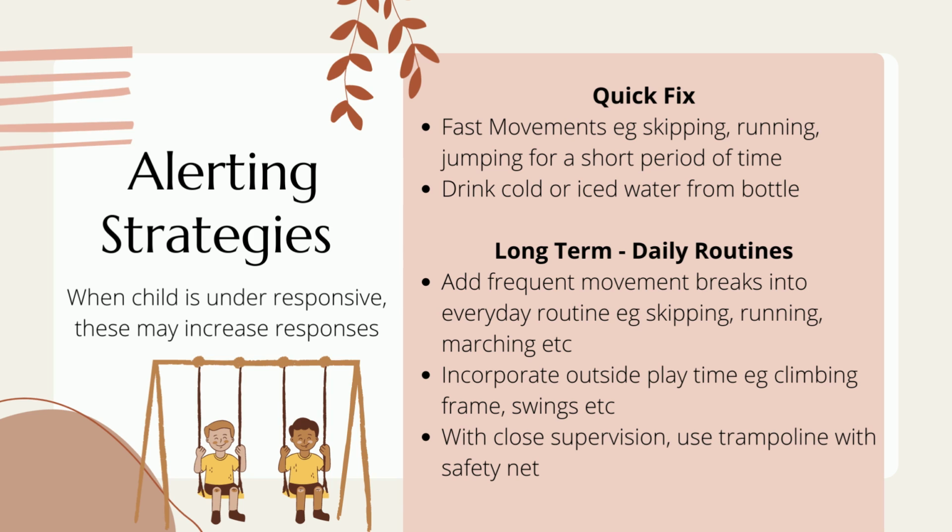Moving on to alerting strategies. These are management techniques for your under-responsive child to grow their sensory diet, as discussed as well. So quick fixes in this area include fostering fast movement such as running and skipping for short periods of time so that your child may release their energy in short bursts and be less restless and more focused.